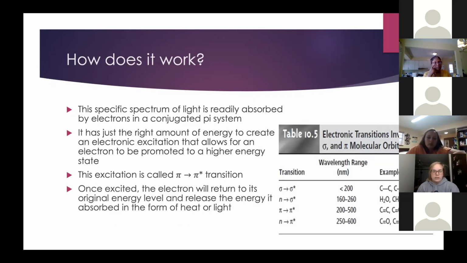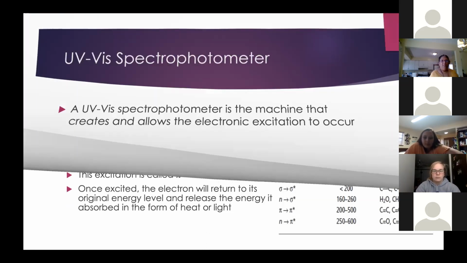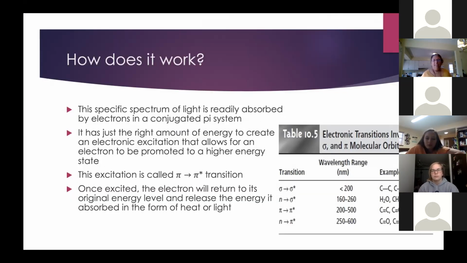And then once excited, the electrons will return to their original energy level and release the energy in the form of heat or light. And then once that energy is released, it's picked up by the machine and recorded. Could you hold on there? Now, she has the table to the side. It says sigma to sigma star. So these are all transitions that are explained by the molecular orbital diagram. Remember, we looked at the molecular orbital diagram for benzene, and we did the Frost circle and things like that. So we did not go into a lot of details.